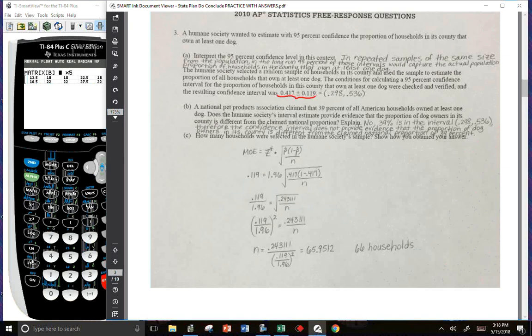How many households were selected from the Humane Society sample? Show how you obtained your answer. So this is the part that students are struggling on, the algebra. You're not liking it for some reason.